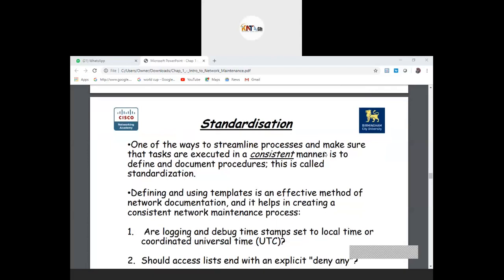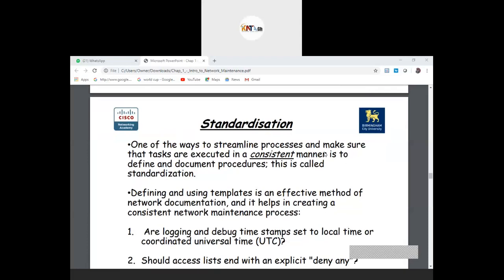Standardization. This is a way to streamline processes that make sure that tasks are executed in a consistent manner. And it is to define the document procedures, and this is what we call standardization. So standards are the way to streamline processes to make sure that tasks are executed in a very consistent manner. Now, defining and using templates is an effective method of network documentation, and it helps in creating a consistent network maintenance procedure. That is also part of standardization.